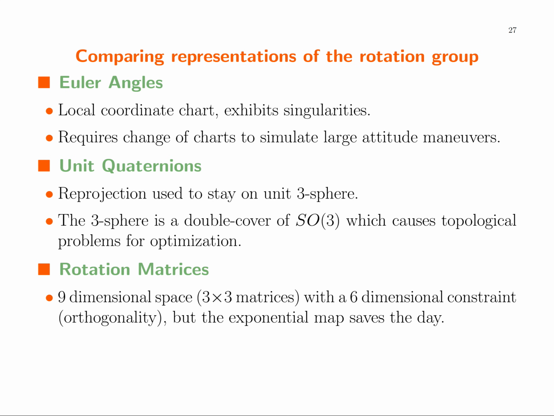All right. So finally, the third approach is to look at rotation matrices, which are of course 3x3 matrices with a 6-dimensional orthogonality constraint. So you might wonder, why would you ever want to do this? Because that's an extremely high-dimensional embedding space, a 9-dimensional embedding space with a 6-dimensional orthogonality constraint. But the claim is that if you introduce what is called the exponential map, then you don't really have to work in 9 dimensions with the 6-dimensional constraint. The exponential map somehow respects that automatically.